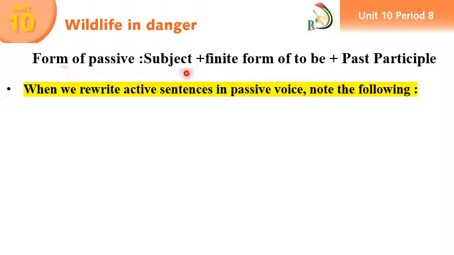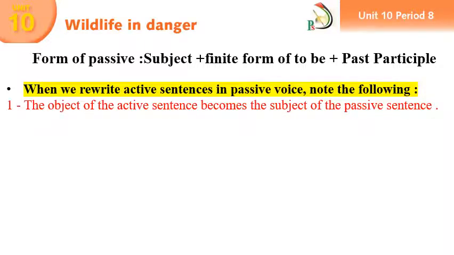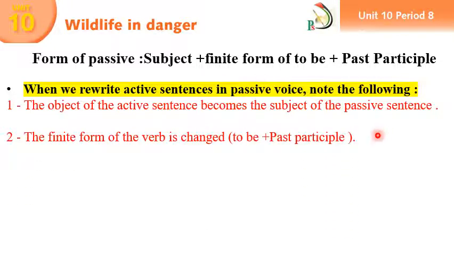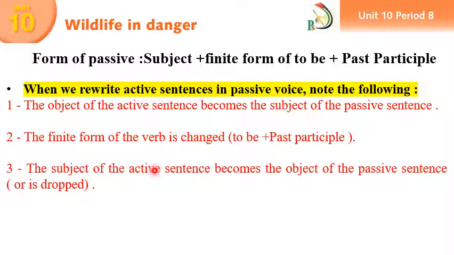Form of passive: subject plus finite form of to be plus past participle. When we rewrite active sentences in passive voice, note the following. Number 1. The object of the active sentence becomes the subject of the passive sentence. 2. The finite form of the verb is changed to be plus past participle. 3. The subject of the active sentence becomes the object of the passive sentence or is dropped.